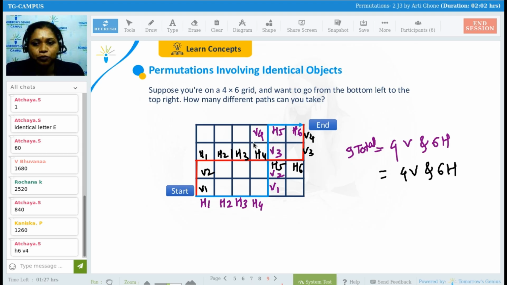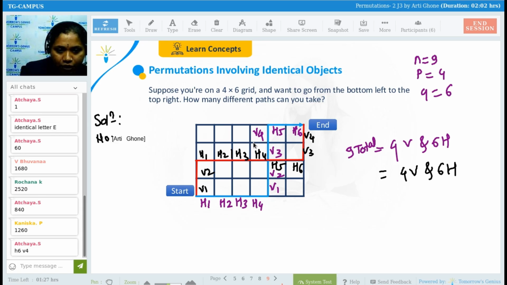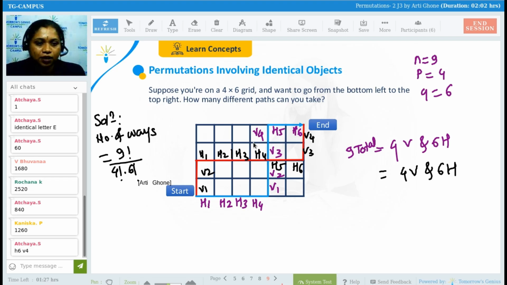So when you get this type of question, how will you permute the number of ways? My n value is 9 over here. P is the first identical unit, which is kept for vertical moves. You can keep any one as P, any one as Q, that doesn't matter. So you can do this calculation by permutations. What will be the proper solution? Number of ways is equal to 9 factorial upon 4 factorial into 6 factorial. Clear? Now answer me by solving.